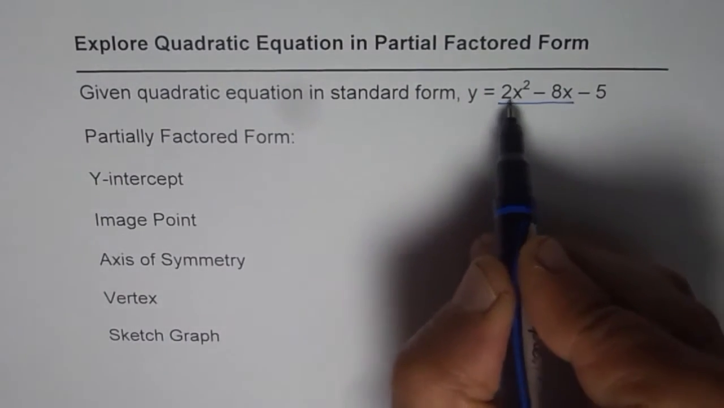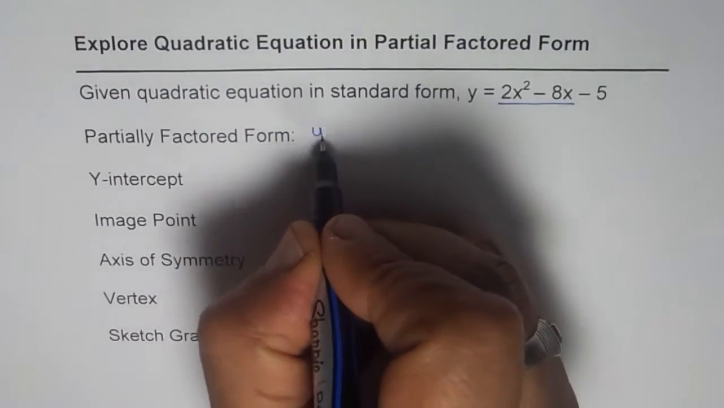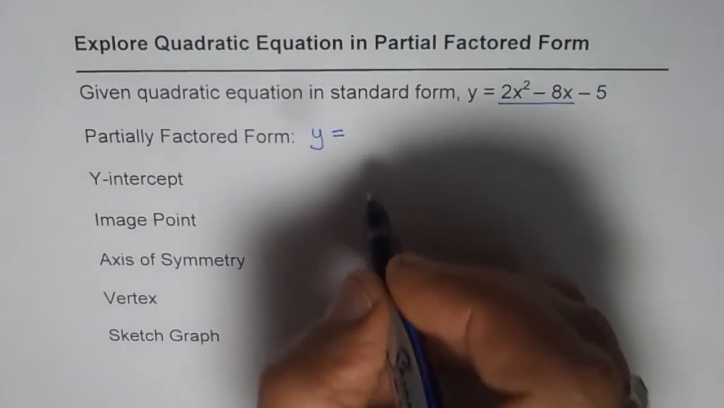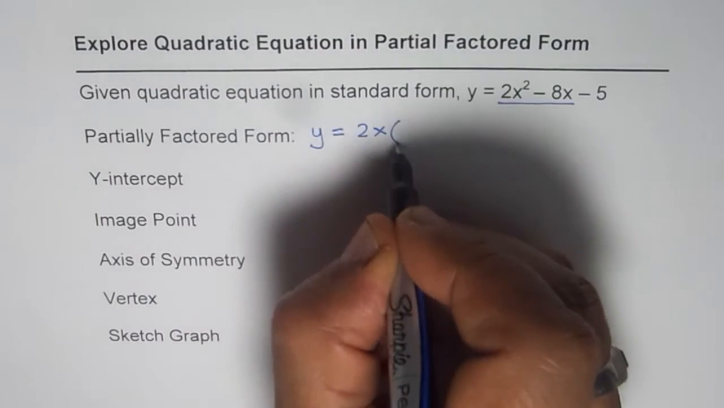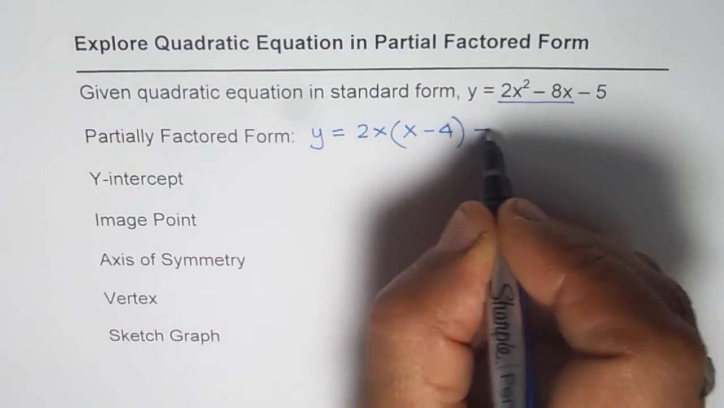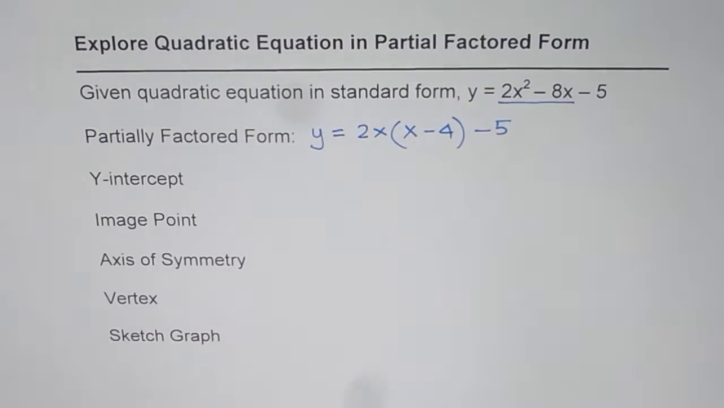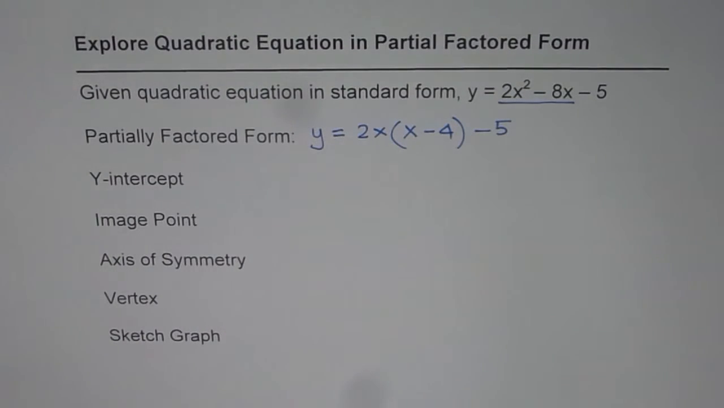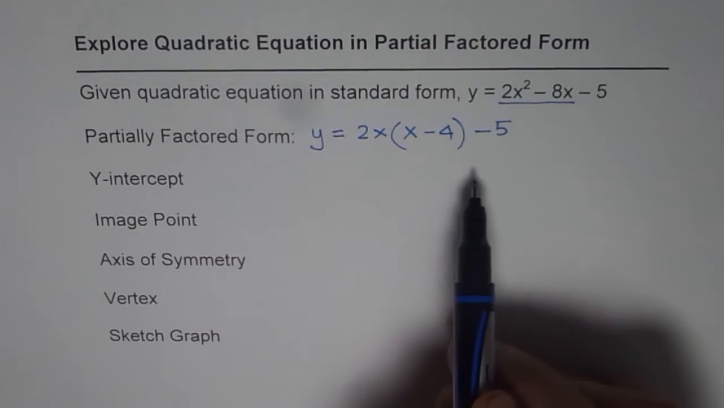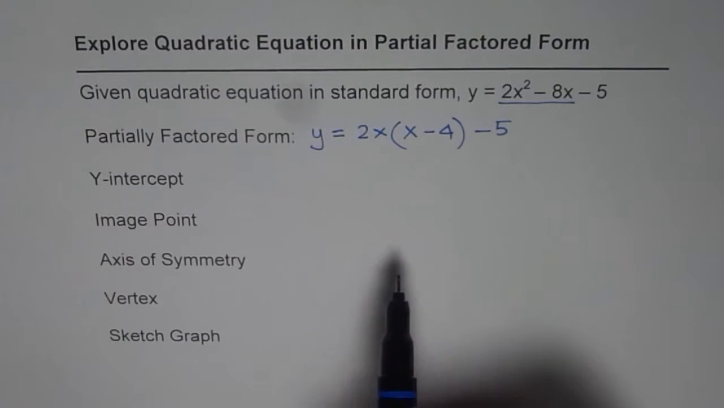So we'll just take the first two terms and we can write this equation as y equals, what is common between them? 2x. So we can write 2x and we get (x minus 4) minus 5. So that is the partially factored form of a quadratic equation, right? And so simple. From standard form, just factor the first two terms and write the equation, right? So that is the first step.